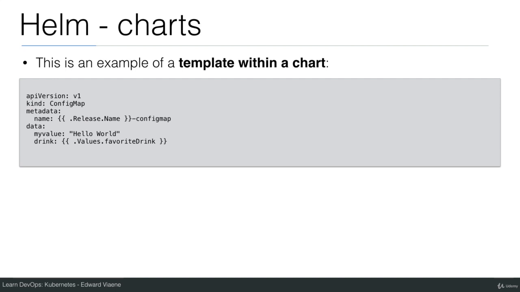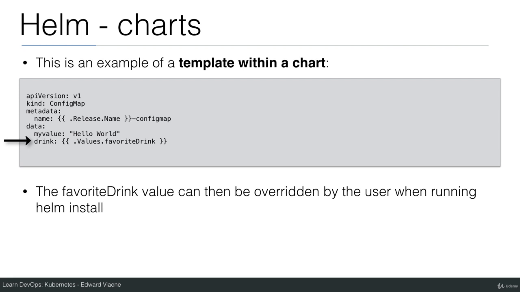Here you can see that we have a config map. In the config map, we have metadata defined, and then we're going to use variables. In this short example, we are using the release name variable to name the config map. And we also have some data in this config map. For drink, we define values favorite drink. And the favorite drink value can then be overridden by the user when running helm install.